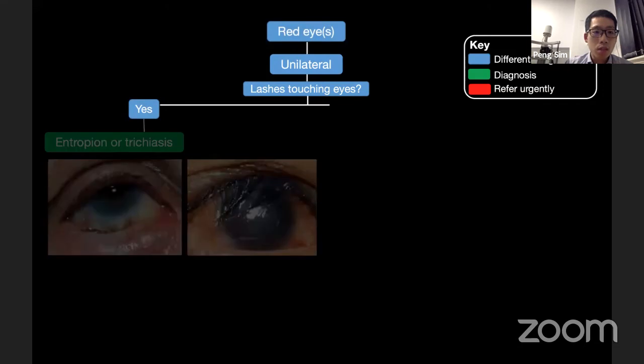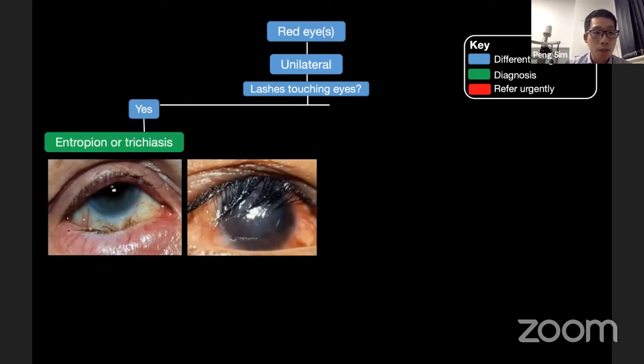Some diagnoses, such as entropion and trichiasis, are not often seen, but it's good to be aware that they exist. Entropion, here on the left, refers to when the eyelid is turning inwards, whereas its cousin, ectropion, is where the eyelid is turning outwards. In entropion, the eyelashes scrub against the inside of the eye, causing irritation and redness.